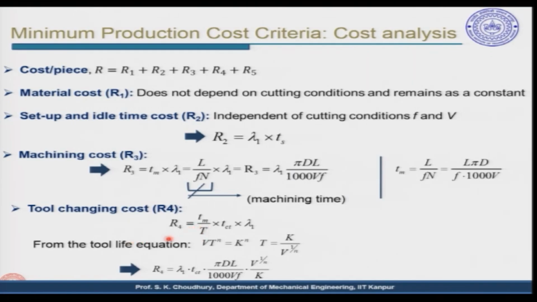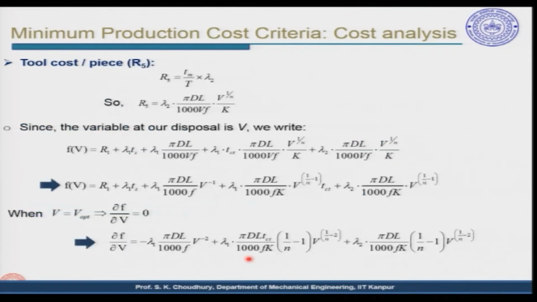Now, from the tool life equation we know that V T to the power n is equal to C constant, and C can be taken as k to the power n. Now, from here we can find out that the tool life is equal to k, some constant, divided by V to the power 1 by n. V is the cutting velocity. Now, therefore, R4 can be equal to, if we put the value of T here, which is k by V to the power 1 by n, it will be this expression. So, this expression we have taken, only here we will be considering the cutting velocity V.